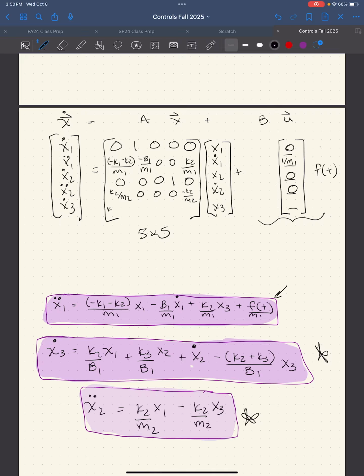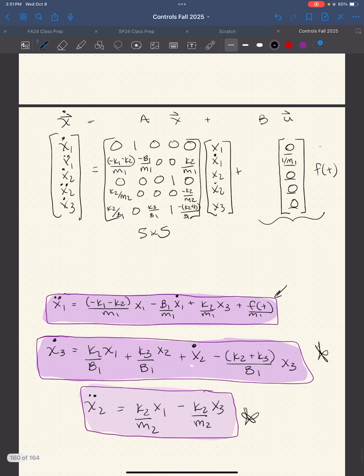So k2 over b1 times x1. No x1 dots. x2 is k3 over b1. x2 dot is just 1. And x3 is minus k2 plus k3 over b1. And 0 for the input. So that's x dot equals Ax plus Bu.